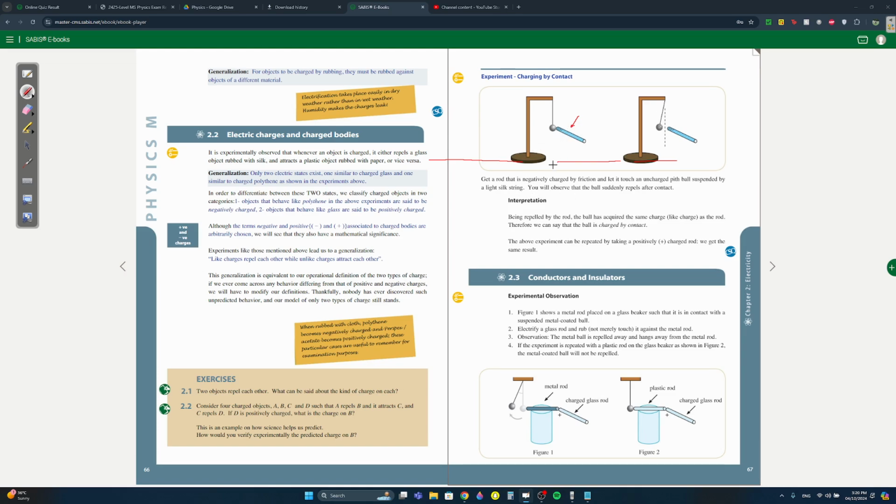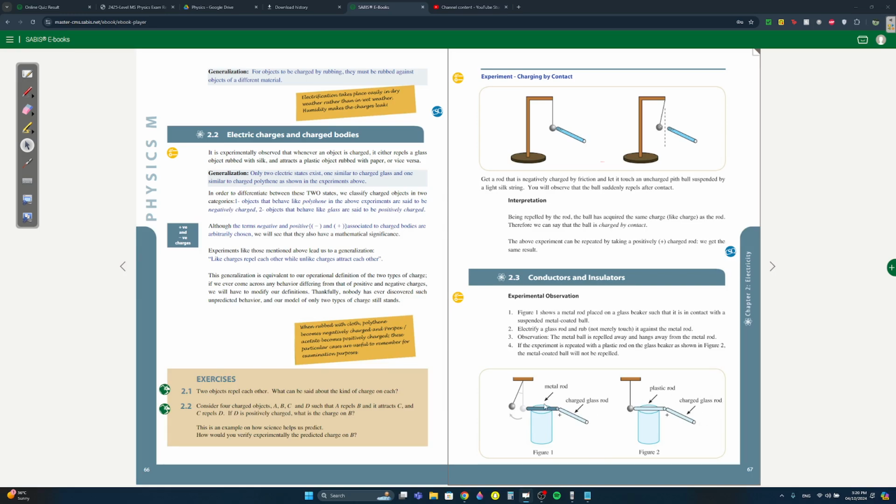Remember when I told you if you want to make a ball positive, put it in contact with a positive rod. If you want to make it negative, like here in the experiment, put it in contact with a negative sphere. Anyway, charged rods will repel the ball. If you put it with plastic, it won't repel because plastic is an insulator, so it won't allow the charges from the rod to repel the ball.